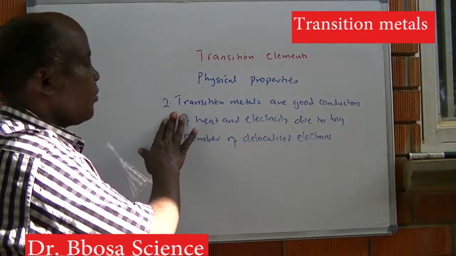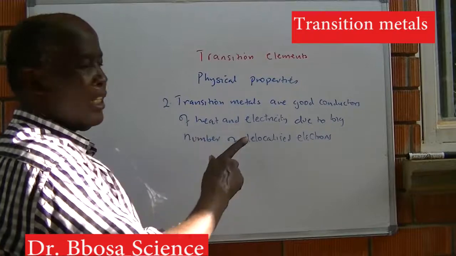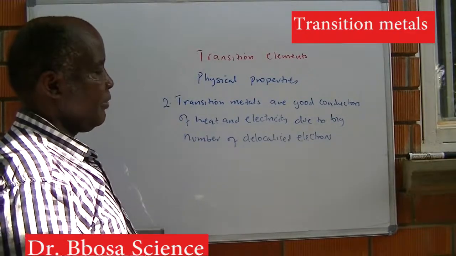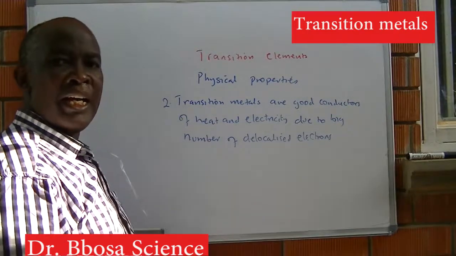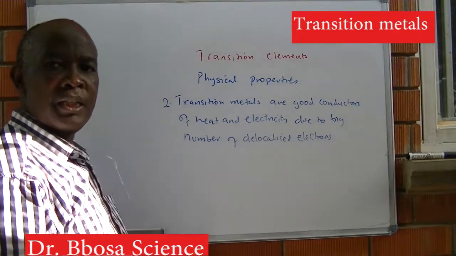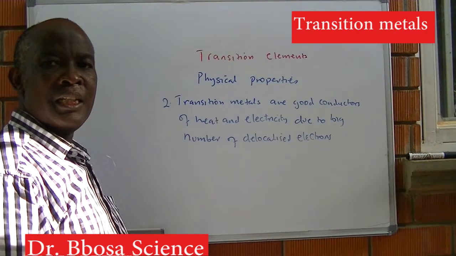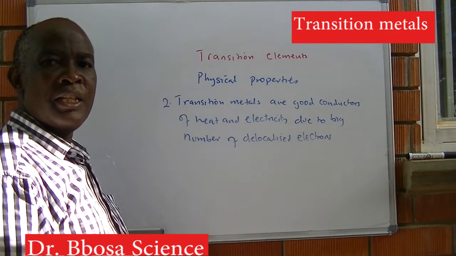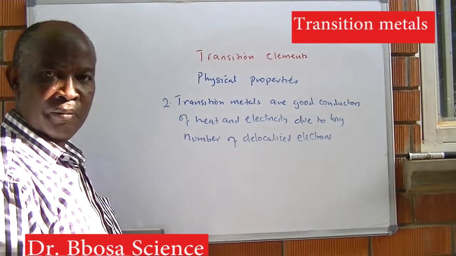2. Transition metals are good conductors of heat and electricity. This is due to big number of the delocalized electrons. Transition metals use the 4s and 3d electrons in the transmission of heat and electricity.